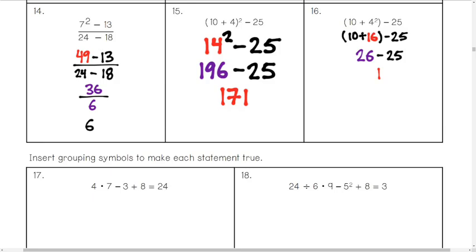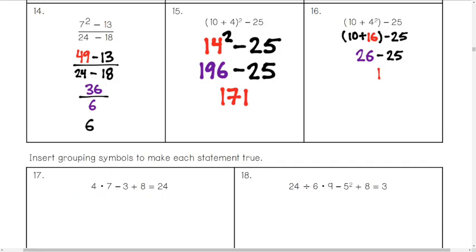Alright, last but not least, 17 and 18 are kind of tricky, but what you're supposed to do is you're supposed to insert grouping symbols, which is parentheses, and you're supposed to make the statement true. So we need our answer to equal 24, because currently we have here 28 minus 3, which would give us the 25, and then plus 8, and that's not equal to 24. So we need to find a way to make this equal to 24.